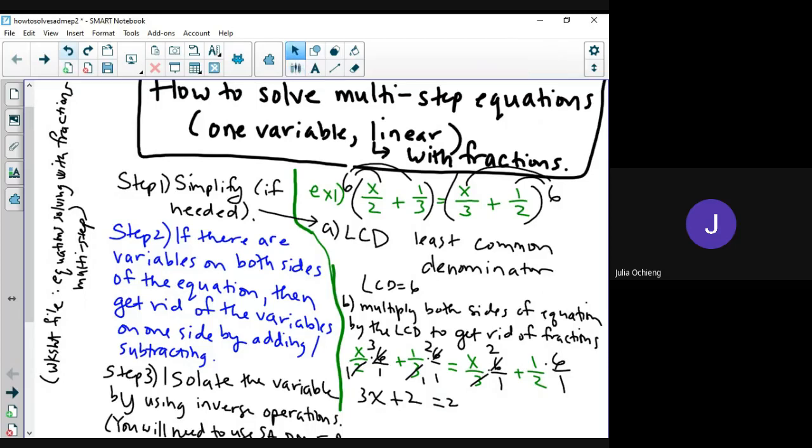I ended up accidentally erasing something. Let's put that back up there. That was 2x plus 3. All right, so I'm going to get rid of this positive 2x by doing the inverse operation, which is negative 2x, subtracting it. That cancels on this side, and I get what? 1x plus 2 equals 3. And now I have a normal equation with just one variable, which was my goal for step 2.